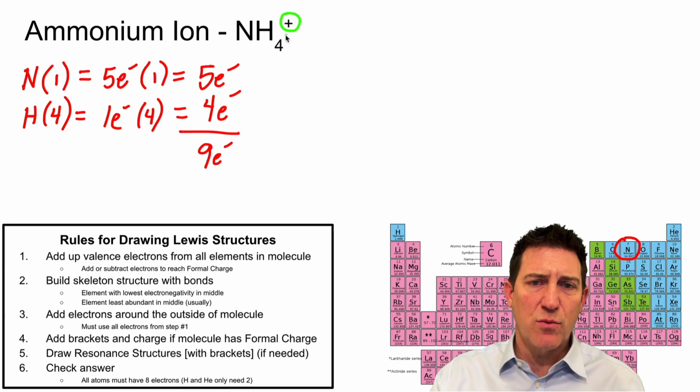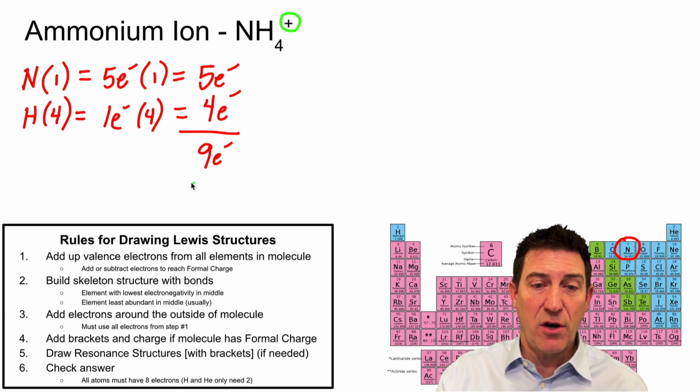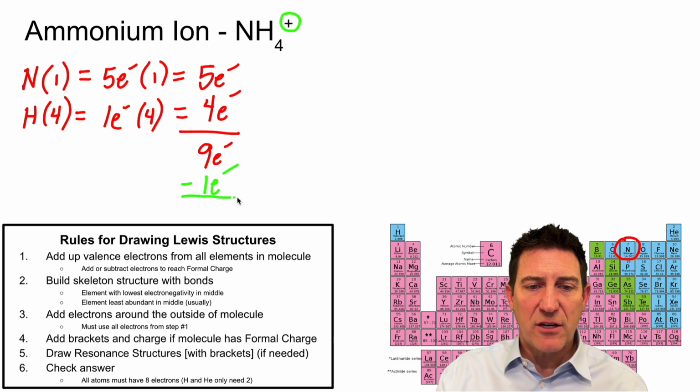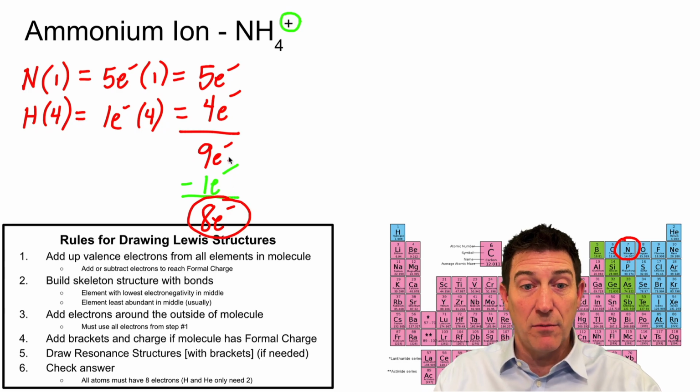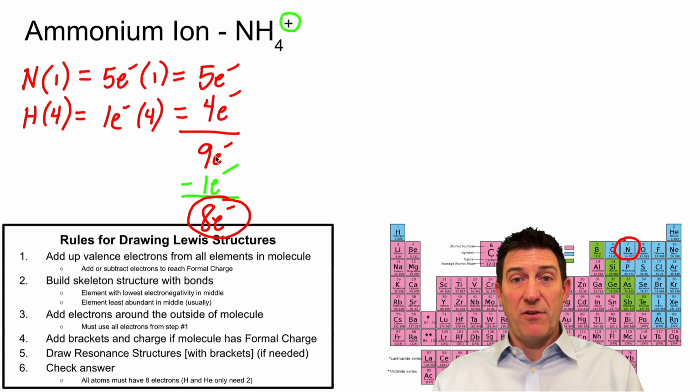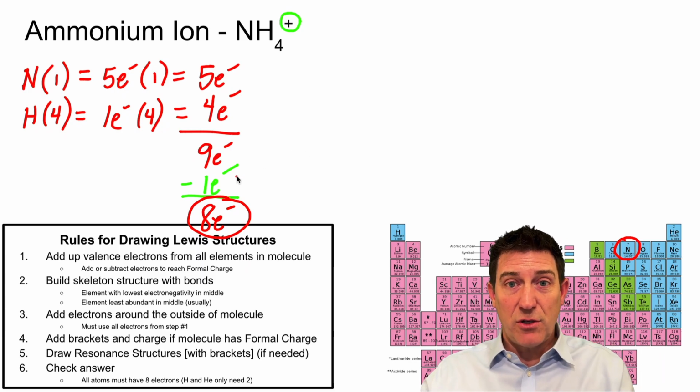One of the electrons went away. That's why it has a positive charge. So I need to remember to remove an electron from my total. That means I actually only have 8 electrons to build my structure, not 9, because it has a positive charge, which means one of those left. You'll see why one of them left. There's nowhere for it to live on our Lewis structure.